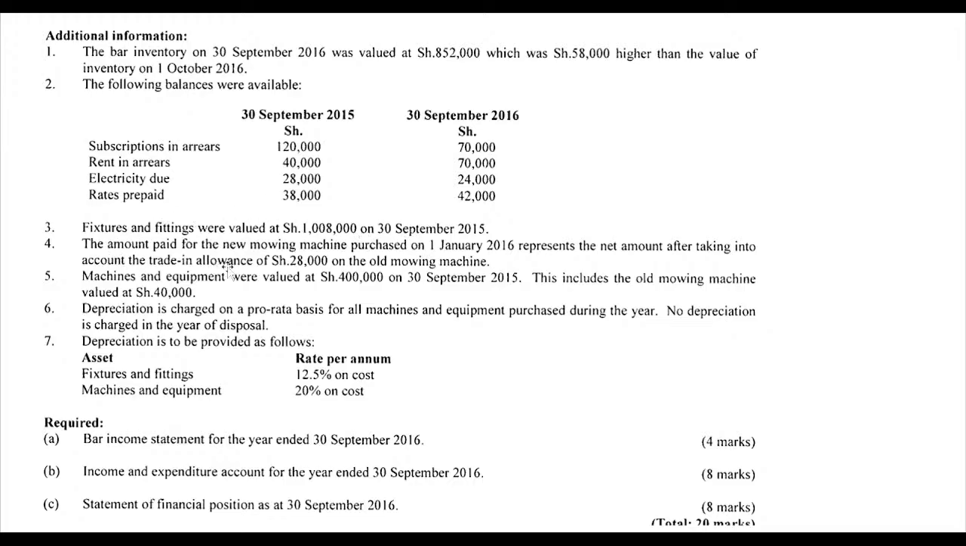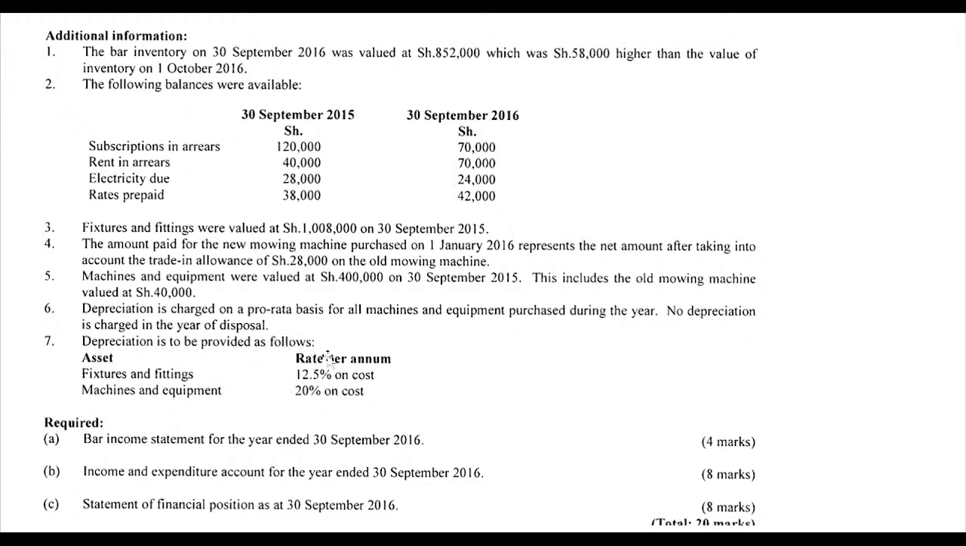Then you are given that the amount paid for the new mowing machine purchased on 1st January 2016 represents the net amount after taking into account the trade-in allowance of 28,000 on the old mowing machine. The machines and equipment are valued at 400 on 1st October 2015, which includes the old mowing machine valued at 40. Depreciation is charged on a pro rata basis for all machines and equipment purchased during the year, and depreciation is charged in the year of disposal. So we take note of that.